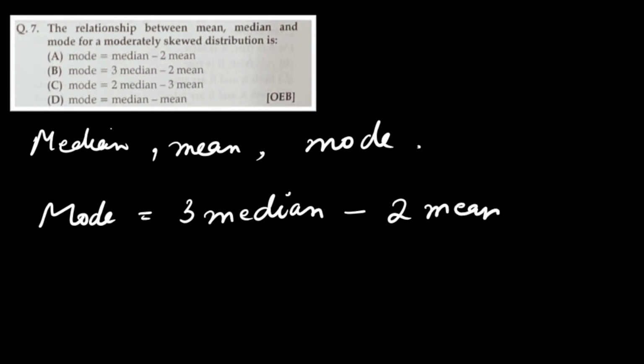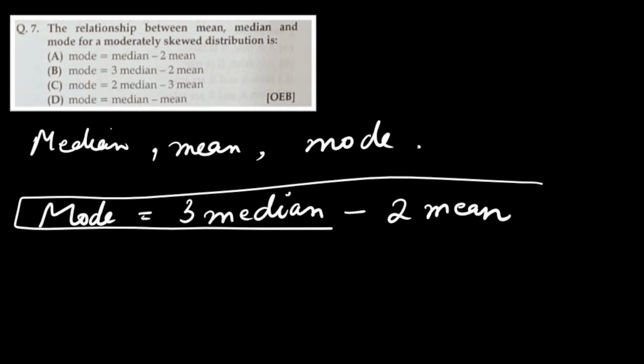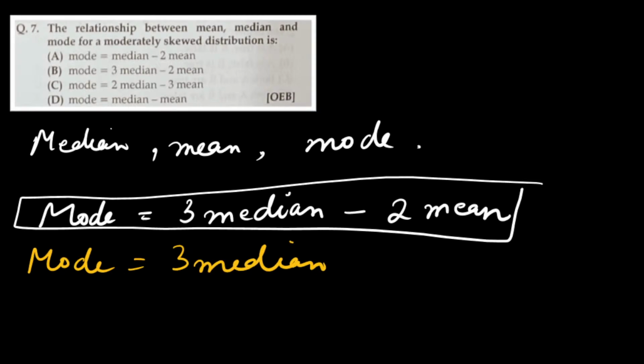Let's do the next question. Question number 7 says, what is the relationship between mean, median and mode? This thing you can just remember as a formula only. I'll tell you directly. See, mode is equal to 3 times median minus 2 mean. So this is the relationship. You should know it.